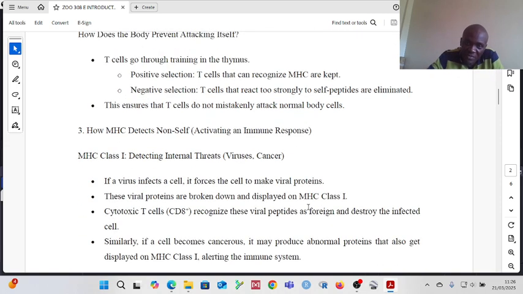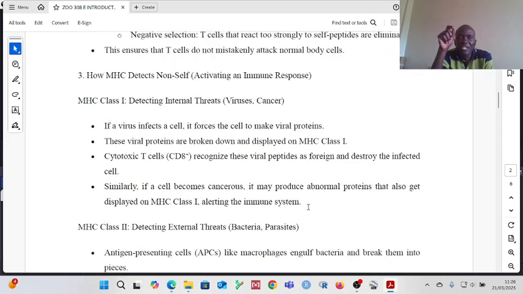Okay, let's now move and see how the MHC detects non-self. We've been talking about the self, how it recognizes the self and accommodates it, or ignores it, it does not attack it. But now in this case, how does it recognize non-self, an invader? And once it recognizes an invader, it has to activate an immune system. Like in football, when you see an opponent has the ball, based on the uniform, you have to activate an attack.